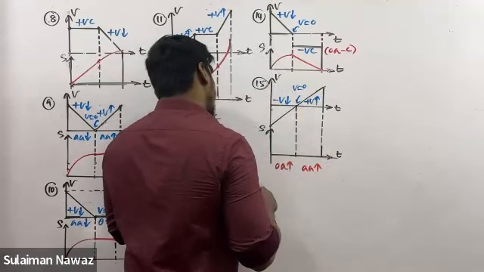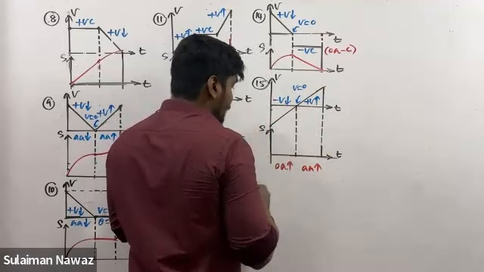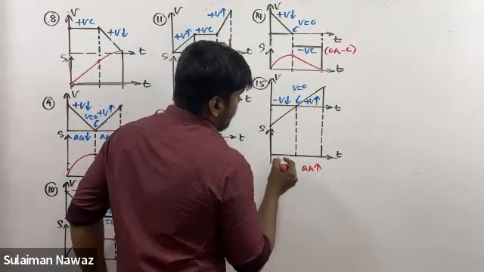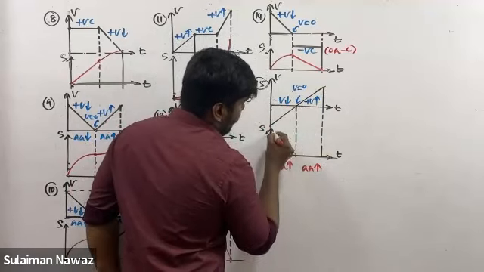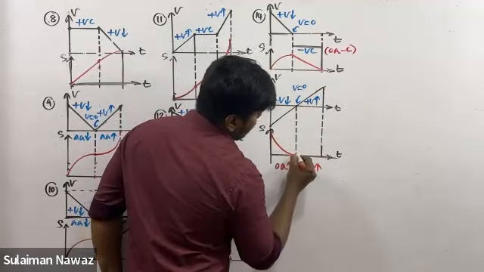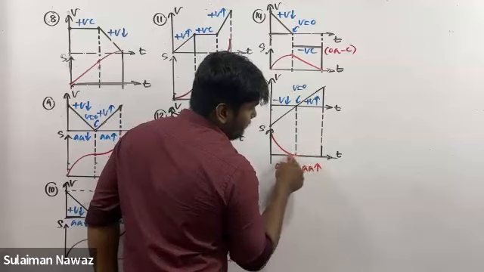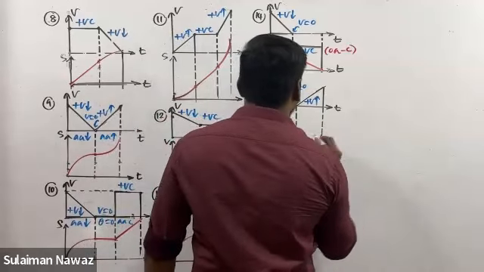How do I draw obtuse angle increasing? Obtuse angle increasing means I want to draw something like this. Then finally velocity is 0, which means the tangent is horizontal. Now acute angle increasing. We draw it in this way, okay?